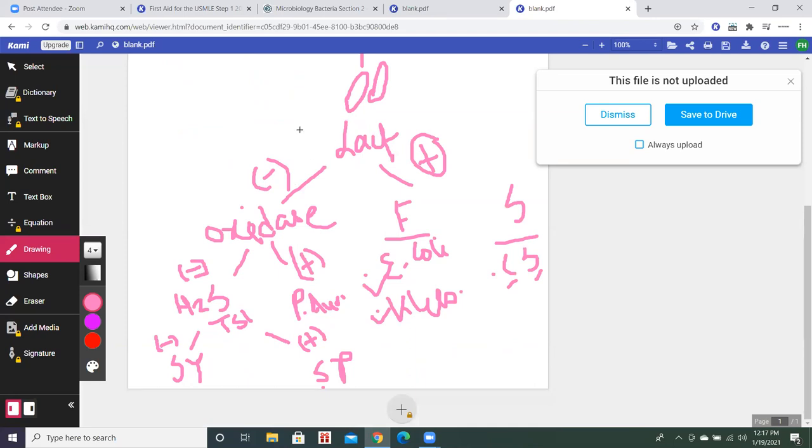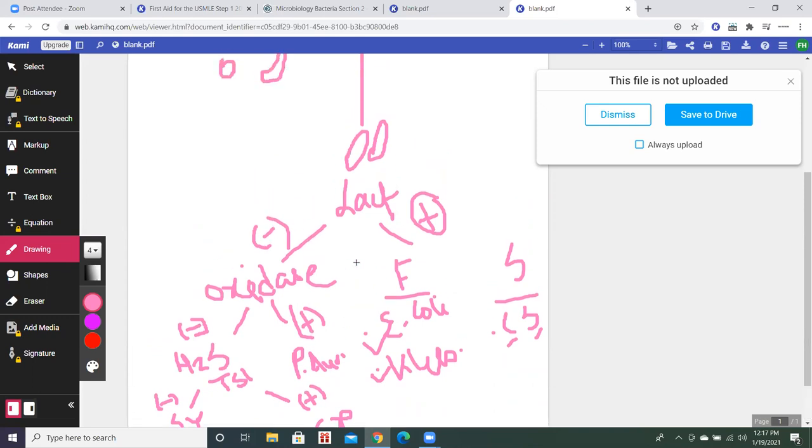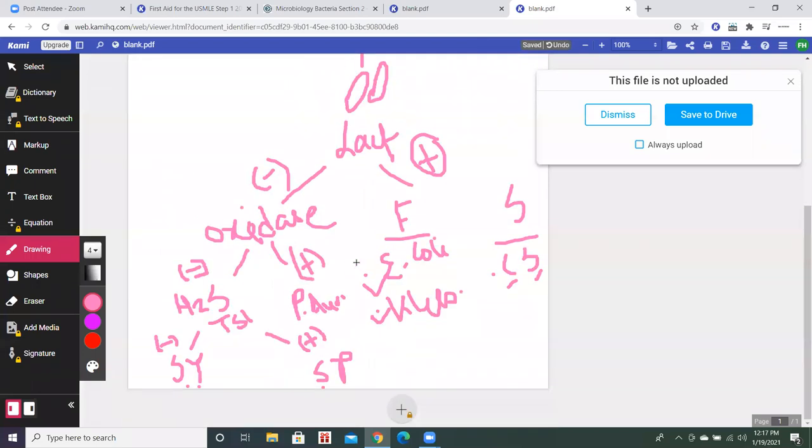If it's non-lactose fermenting, then you do the oxidase test. If it's oxidase positive, it's Pseudomonas. If it's oxidase negative, you perform the hydrogen sulfide test on TSI agar. If it produces hydrogen sulfide, the organism is Salmonella or Proteus, but it's SP. If it is negative, then it's Shigella and Yersinia. Okay. Are we clear about this? Yes or no? This whole breakdown?